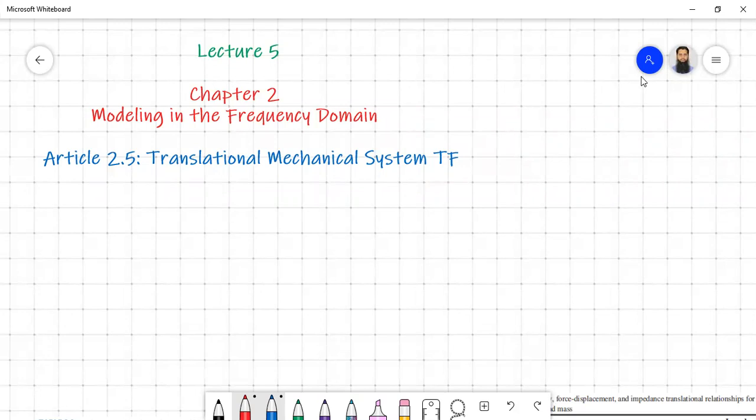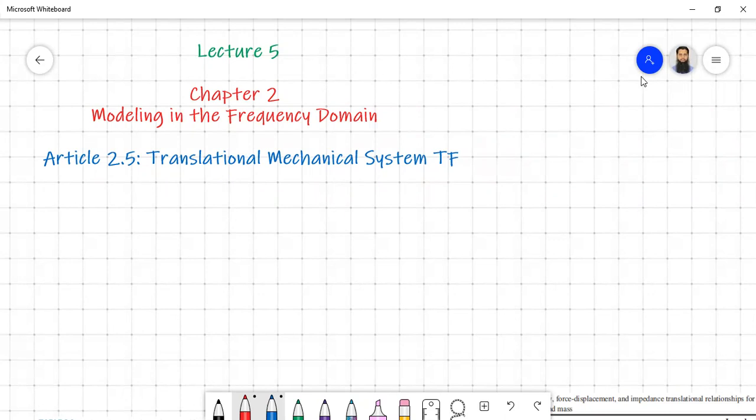We are discussing chapter 2, modeling in the frequency domain. We already covered the first 4 articles of this chapter. Now we want to discuss article 5, or 2.5, translational mechanical system transfer function. In the last lecture 4, we discussed electrical network transfer function.